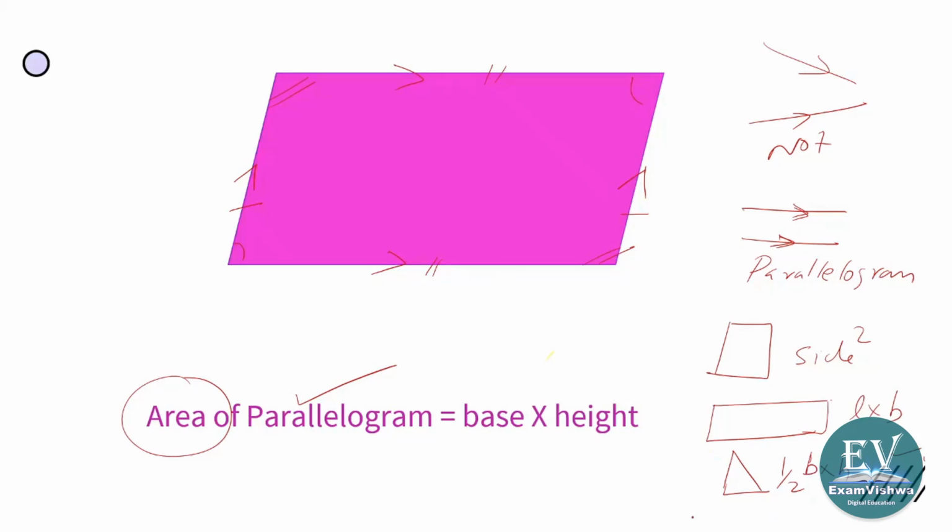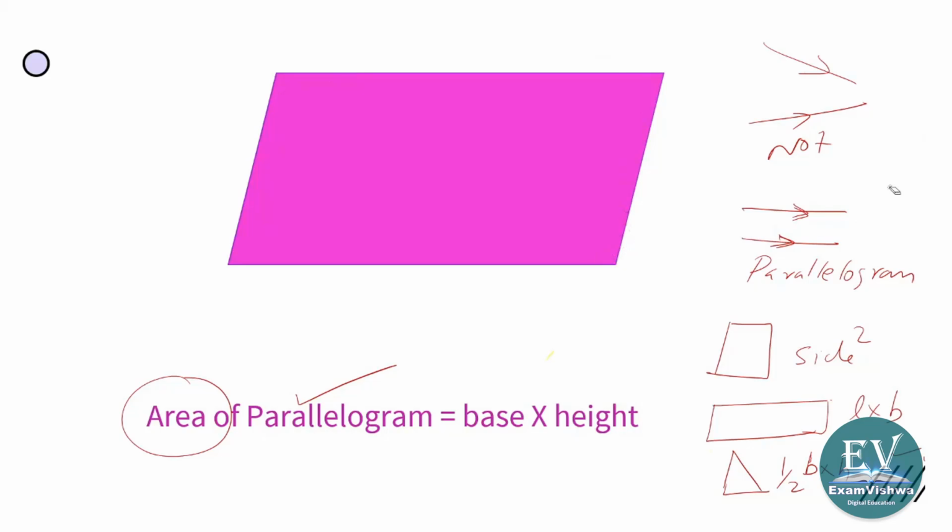Now this is a parallelogram. A parallelogram is a four-sided closed figure having opposite sides parallel, opposite angles equal, opposite sides equal, and even the square and rectangle, जो हमने last year पढ़ा है, square and rectangle are also parallelograms.